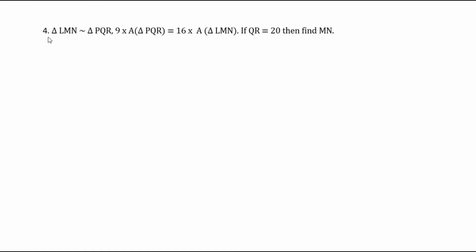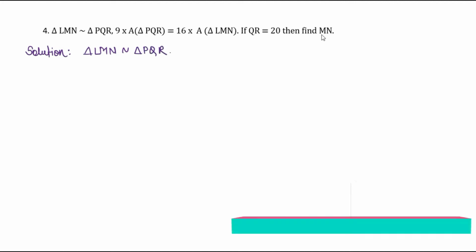Example 4. Triangle LMN is similar to triangle PQR. 9 into area of triangle PQR is equal to 16 into area of triangle LMN. Then if QR is equal to 20, then what is MN? Okay, here two triangles, that is LMN and PQR, are similar. First of all, write this: triangle LMN is similar to triangle PQR.